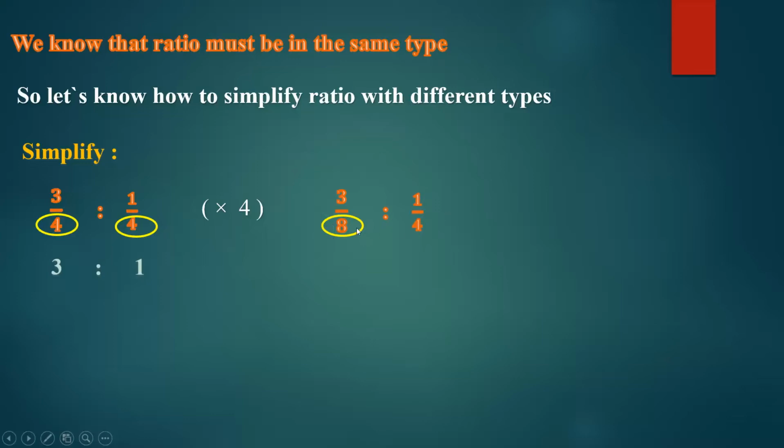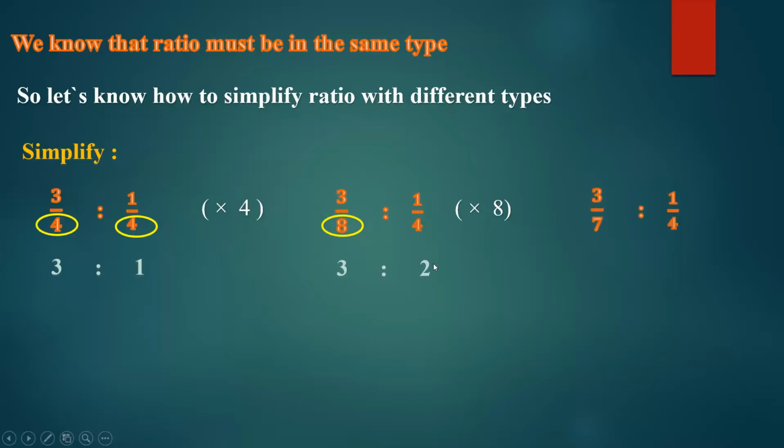So first step, look at the biggest denominator. Ask yourself if it was divisible by the smallest. Yes, divisible, so multiply both of them times the biggest one. So we are going to multiply times 8. 3 over 8 times 8 equals 3, and 1 over 4 times 8 equals 2.